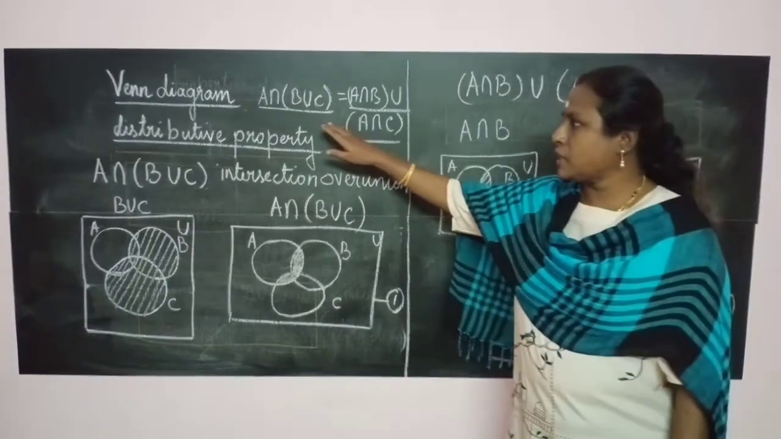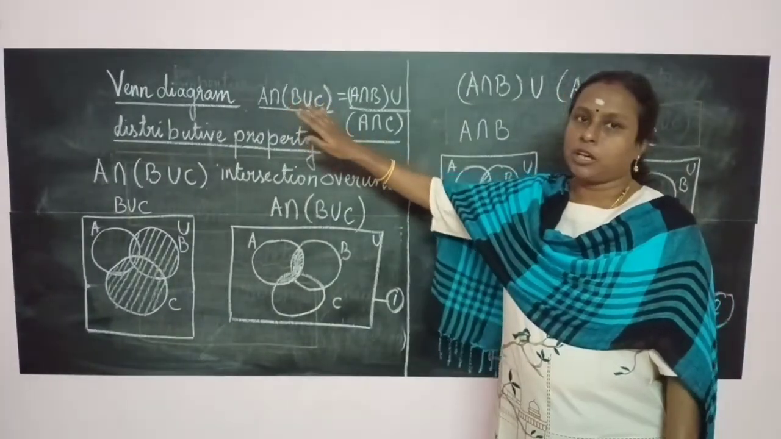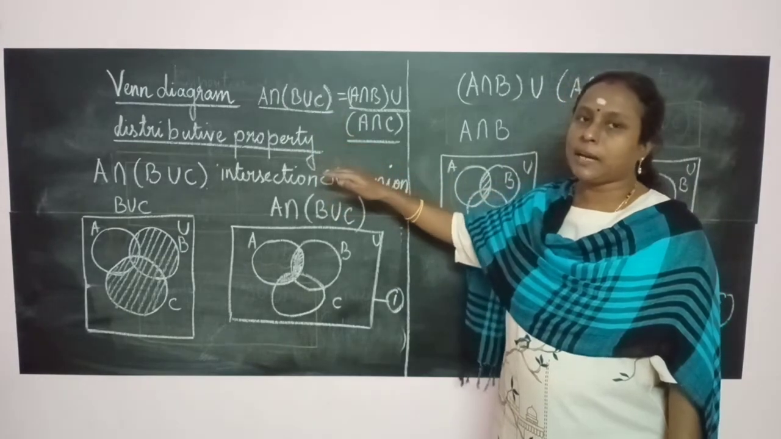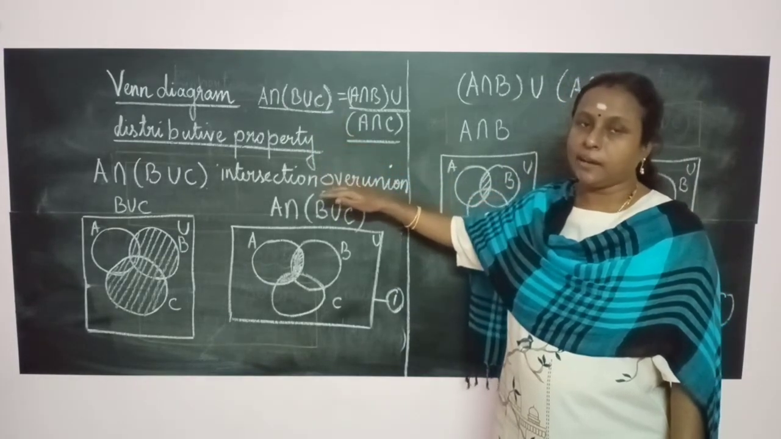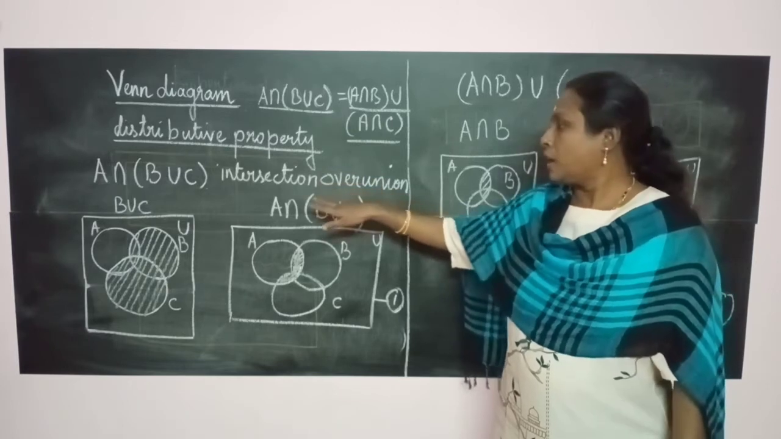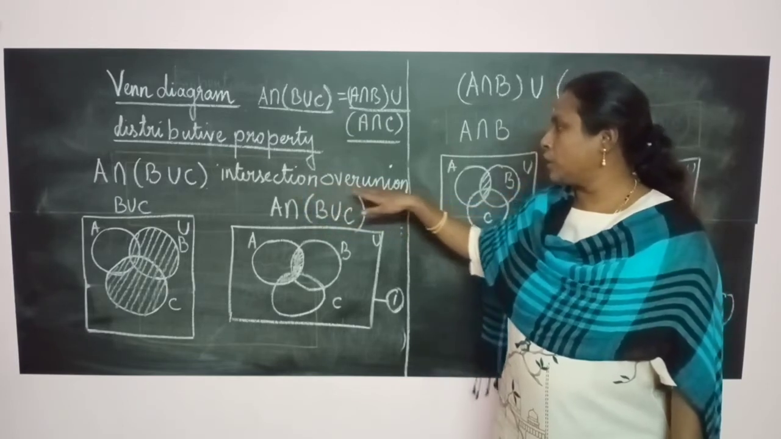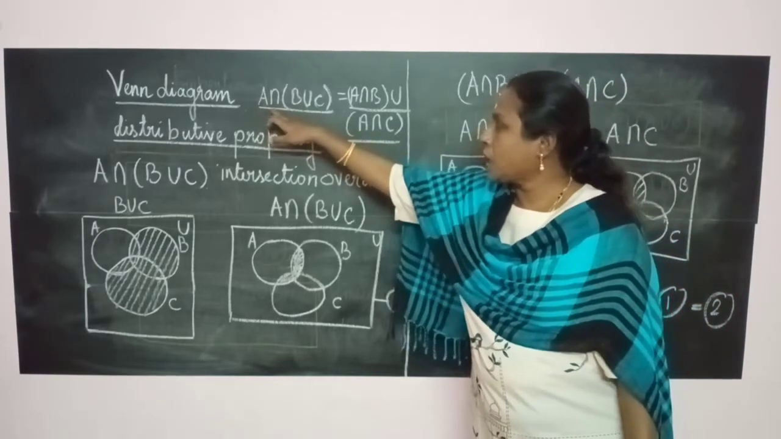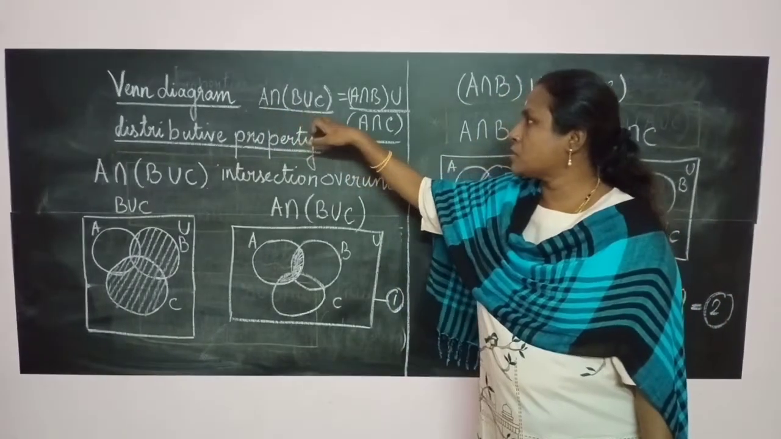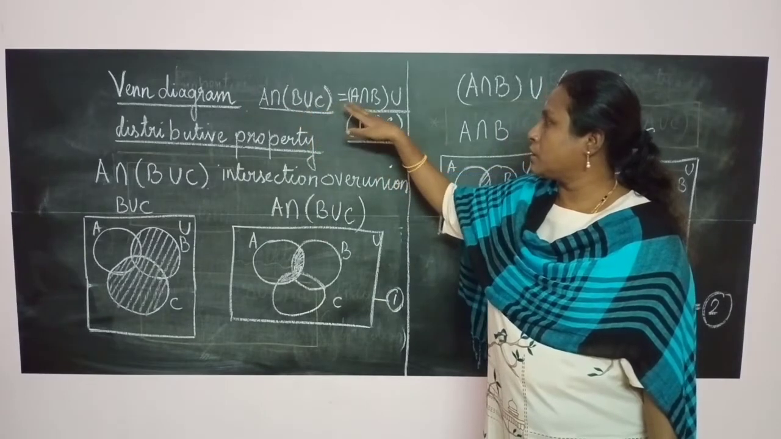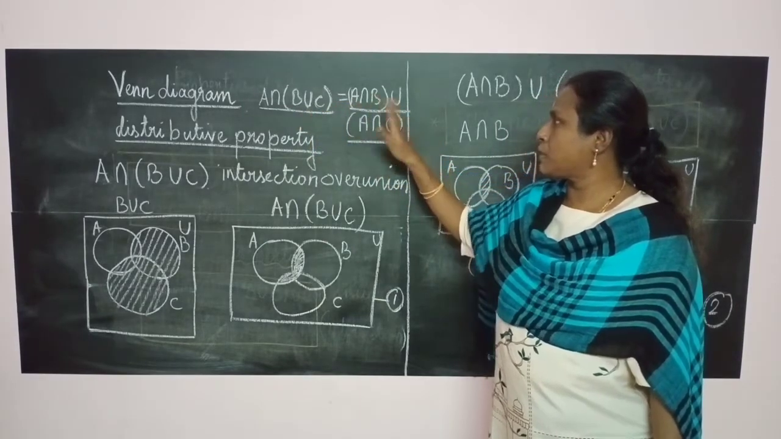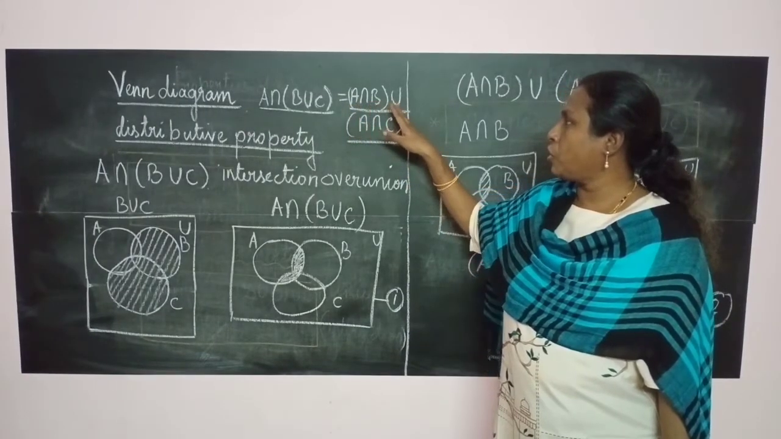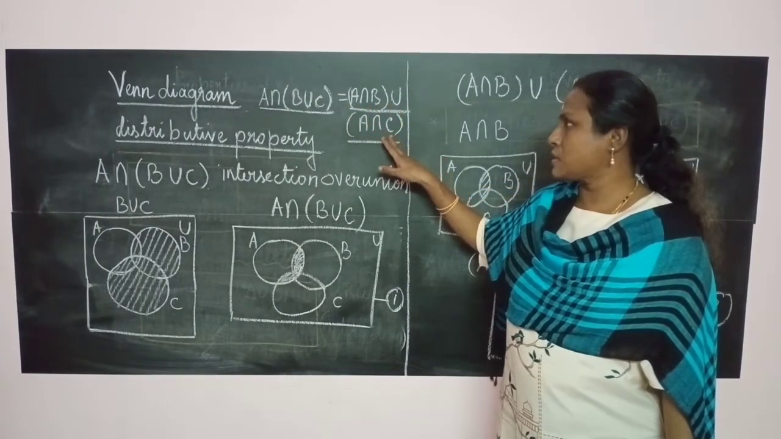Okay, now let us see the Venn diagram for the distributive property. One type alone I am going to take and check: intersection over union. What it says is A intersection (B union C). If you just split it out, you will be getting (A intersection B) union (A intersection C).